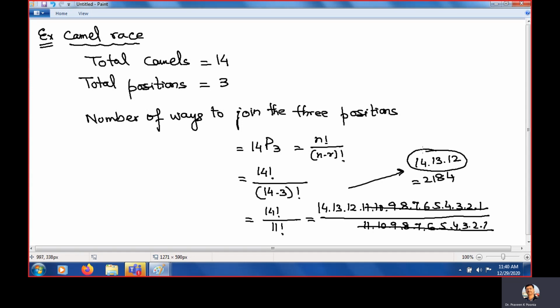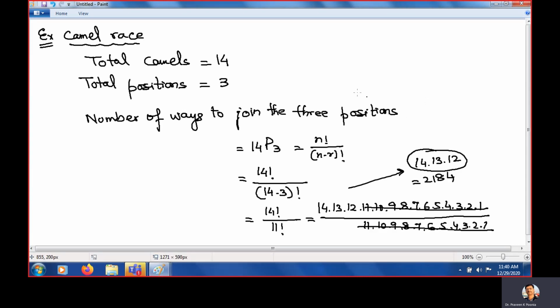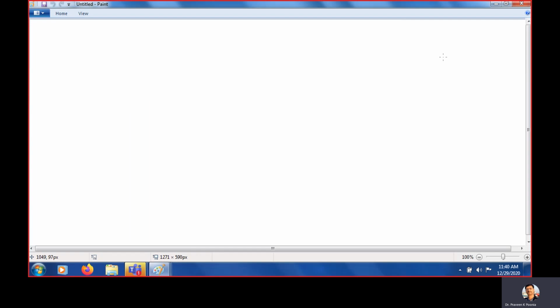If you see this 14, 13 and 12 in the previous slide, then you will get this value. Same here, 14, 13, 12. So if you are calculating with the fundamental law of counting, without repetition, the same value we are getting with the help of permutation. Now, two more examples we will take.